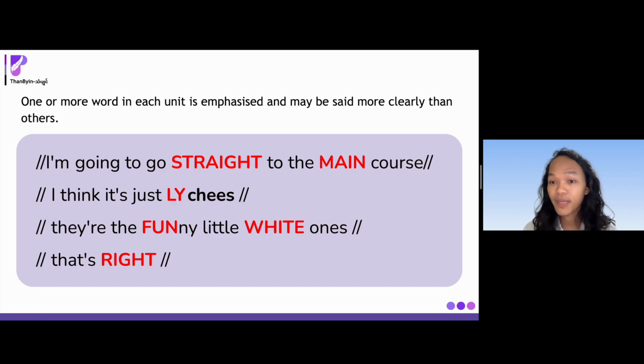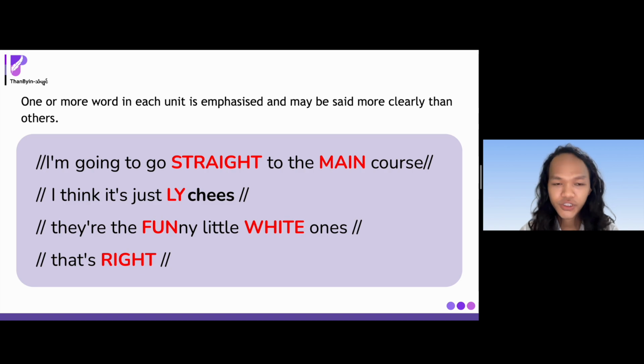Okay, so I'm gonna read the sentence out loud and you have to repeat after me. Okay, here we go. The first sentence: I'm gonna go straight to the main course. Straight and main are the most important information in this sentence. Okay, we will repeat again. I'm gonna go straight to the main course. Straight, main. I'm gonna go straight to the main course.